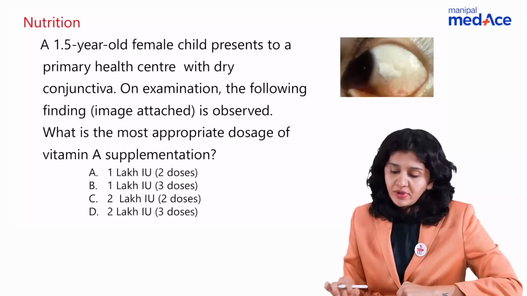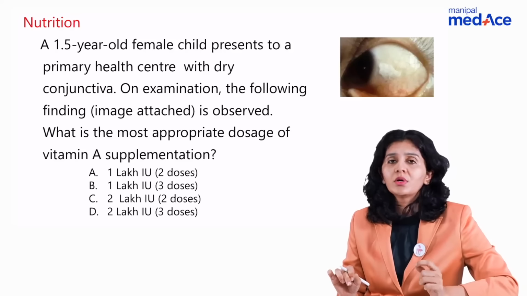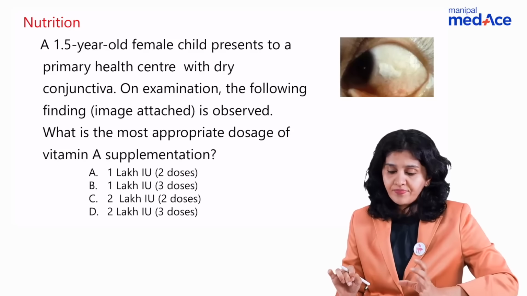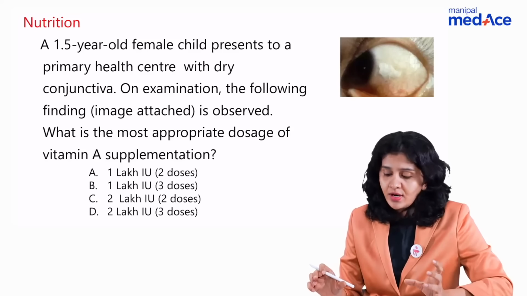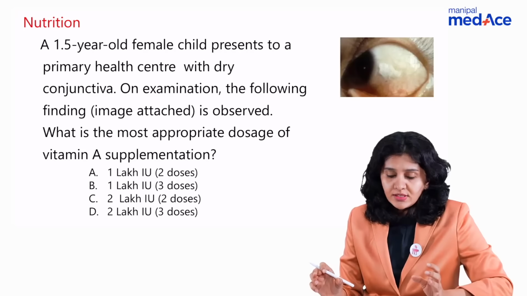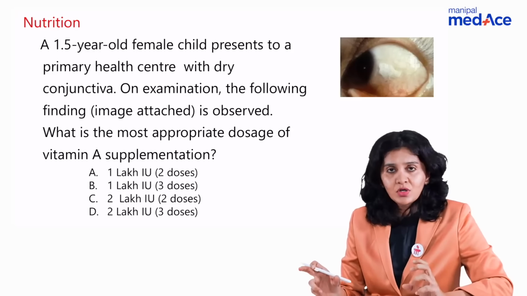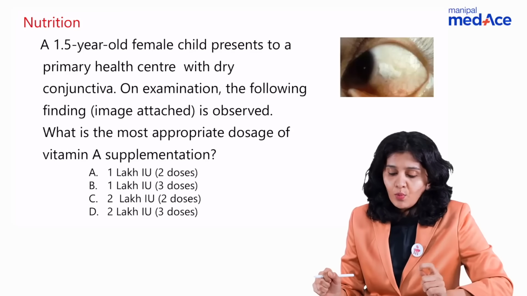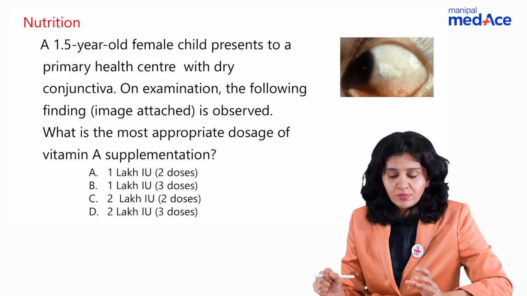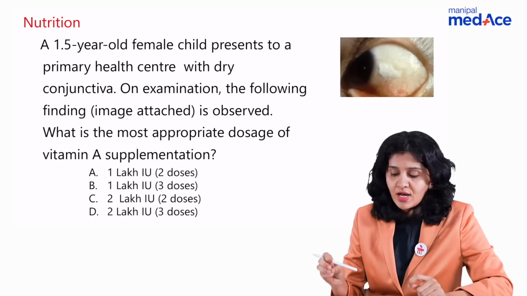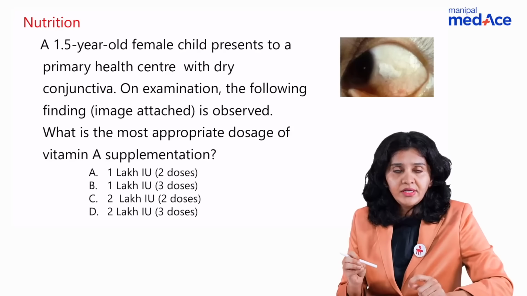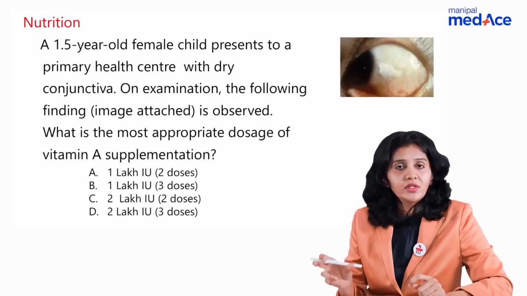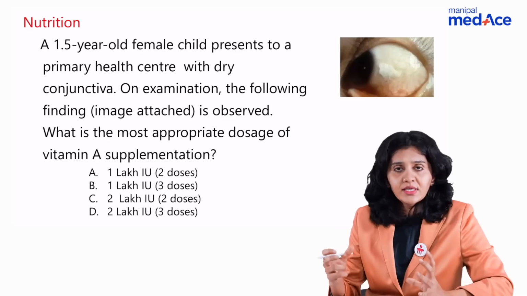So moving on to the next topic, which is nutrition. Again, nutrition is given very much importance in all kinds of exams. So here they've given an image, all right, and the question was like this. I'm not sure about the question, but the image one of you had shared with me. A 1.5-year-old female child presents to a primary health center with dry conjunctiva. On examination, the following finding is observed. What is the most appropriate dosage of vitamin A supplementation? I'm not sure whether they'd asked about the dosage of vitamin A supplementation or they'd asked to identify this particular image. Anyways, let us understand the concept.